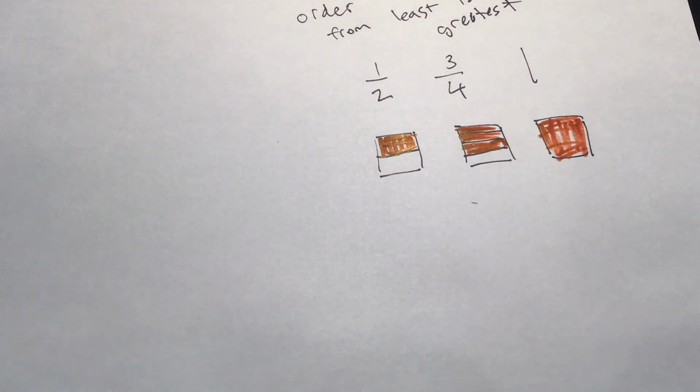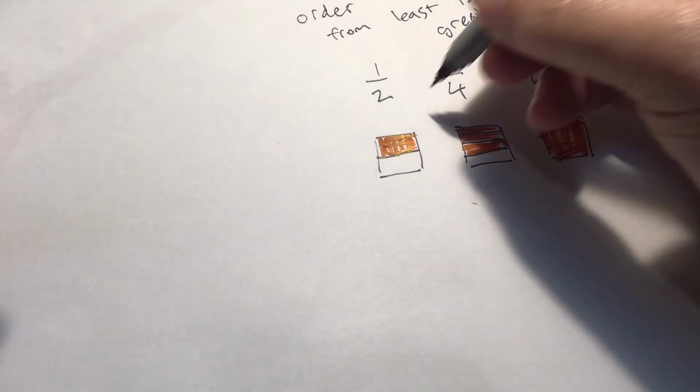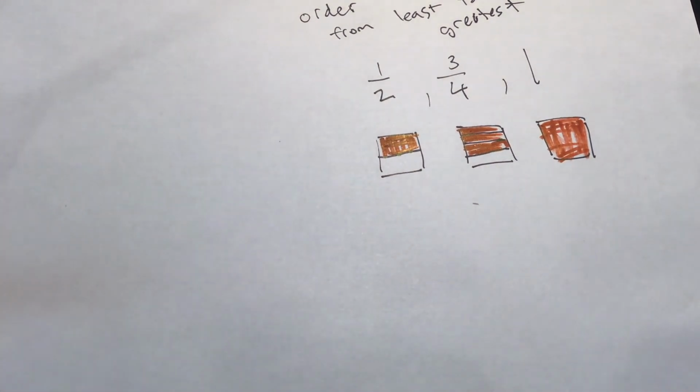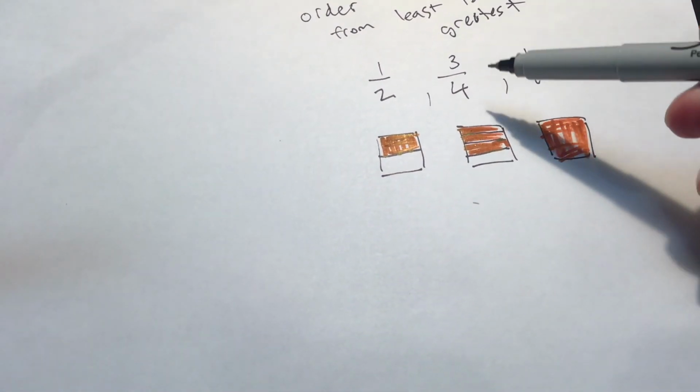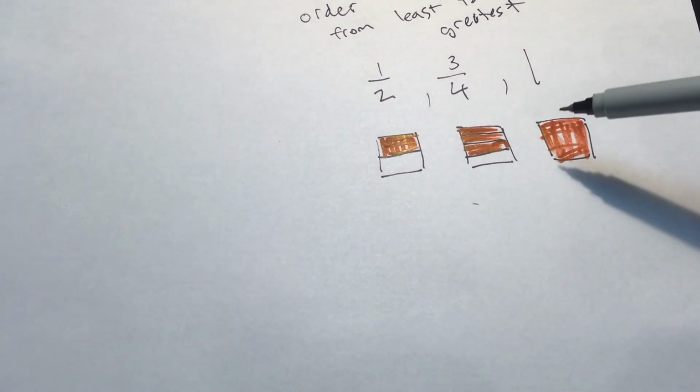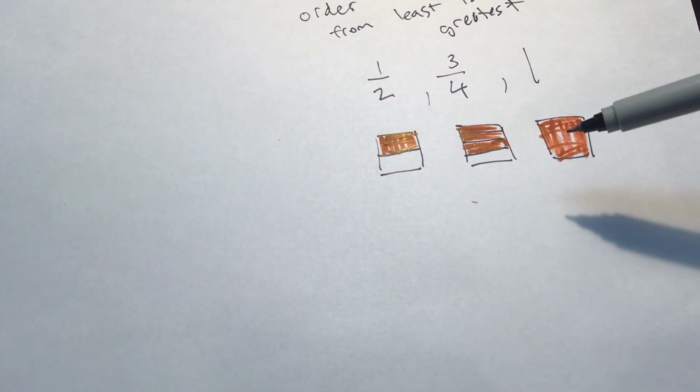So if I had to put those in order, it's actually really easy because I actually wrote them in order, okay? And they're there in order because 1/2 was the smallest number here, 3/4 is in the middle, and 1 whole, not surprisingly, was the biggest, okay? So that's one way. I also could have used the number line though.